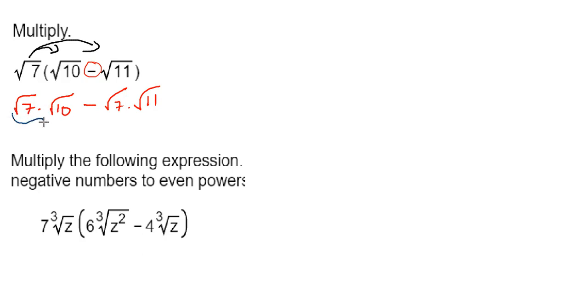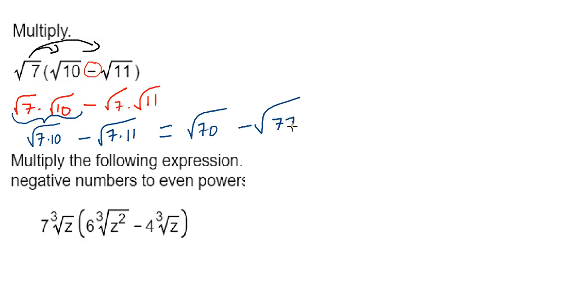We learned about this in 6.3, the previous section, that these can be multiplied together into a single radical, right? So square root of 7 times square root of 10 is going to be the square root of 7 times 10. Same thing will happen here. The square root of 7 times the square root of 11 is going to be the square root of 7 times 11. We multiply them into a single square root, and then we can simplify, right? 7 times 10 will be 70, minus 7 times 11 will be 77.